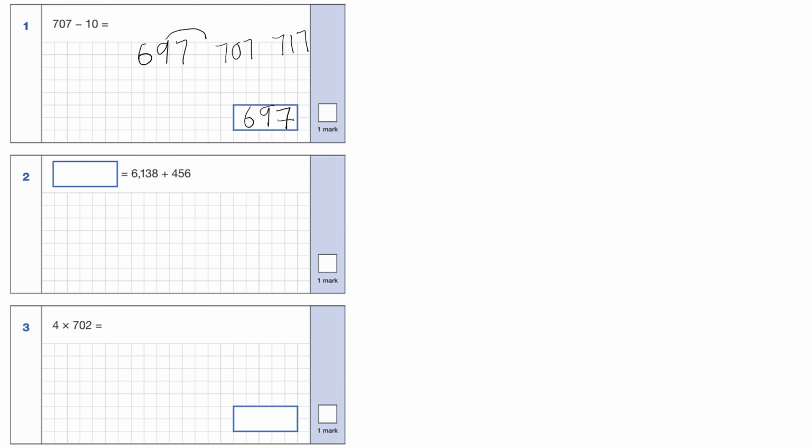For this question, we just need to add these two numbers together. It's all about place value and putting the numbers in the right place. And just do your column addition. 8 add 6 is 14. 3 add 5 is 8, add 1 is 9. 5 and 6. That's your answer.